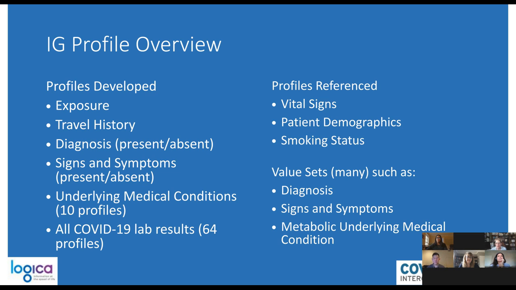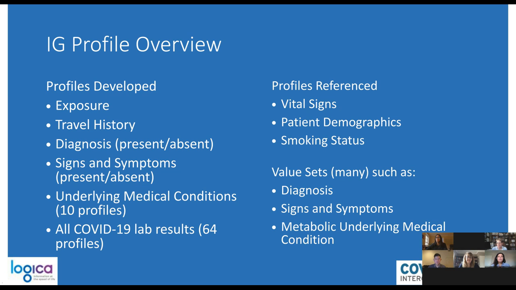This is just an overview of the different kinds of profiles that we have developed. We worked with the CDC to do the exposure and travel history. We did FHIR condition resources as both condition present and condition absent, as well as signs and symptoms as present and absent. And then there's the underlying medical condition, and then all of the lab results. And note that the lab results are encoded with LOINC, and then if they're a coded lab result with positive or negative, that is a SNOMED code.